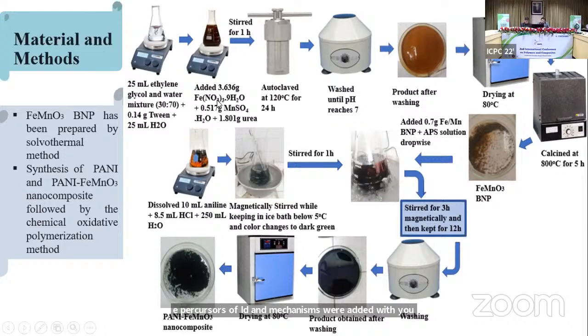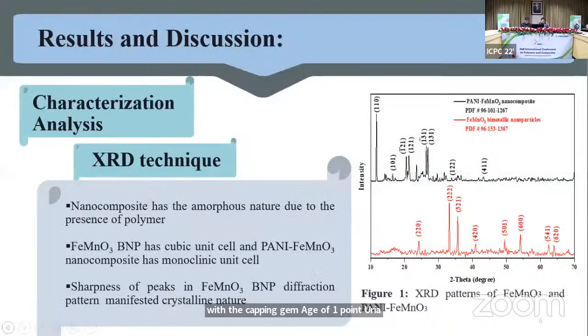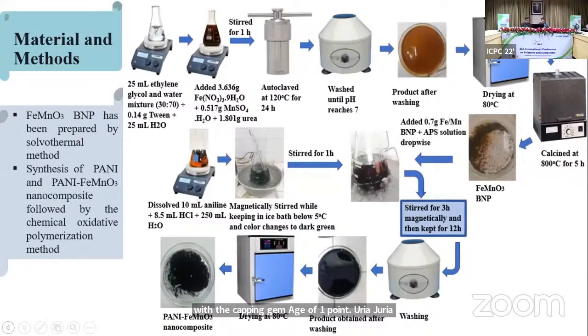urea. Urea is basically used to get the specific shape that was required for the application. So urea is used as a capping agent. Then it was autoclaved at 120 degrees centigrade for 24 hours, washed, dried, and then calcined to remove all the carbon and other impurities at 800 degrees centigrade for 5 hours. Then this brown colored product was stored, and then it was incorporated in the polyaniline matrix to synthesize the nanocomposite, that is polyaniline iron manganese oxide nanocomposite.